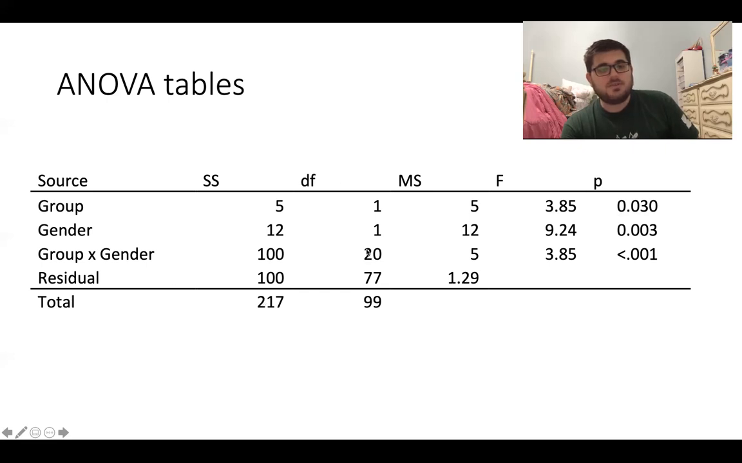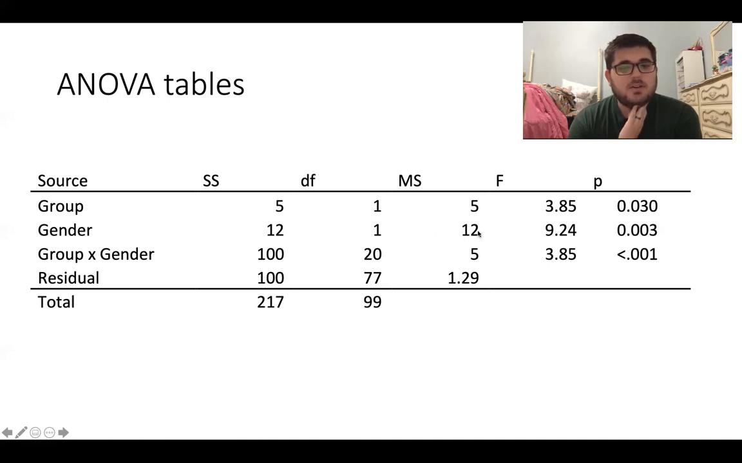We do the typical stuff. You have degrees of freedom. I'm not going to go over how to derive those. Mean squares is just sum of squares divided by degrees of freedom. So 5 divided by 1 is 5, 12 divided by 1 is 12, 100 divided by 20 is 5, and so on and so forth. And for each of these sources of variation, you have an F value, and you're going to compare the F value as the ratio of the mean squares of group and the leftovers. So the mean squares for group is 5, and the mean squares residual is 1.29.